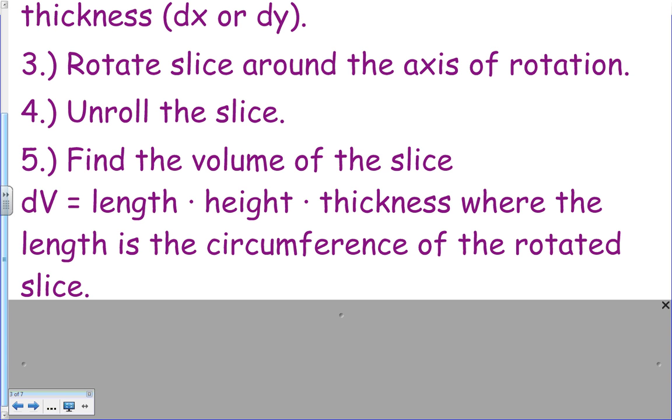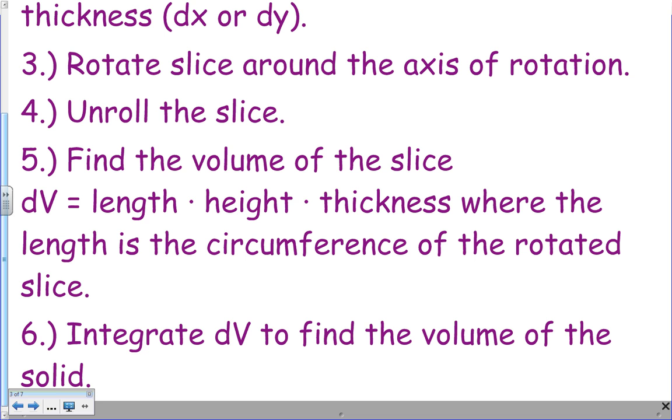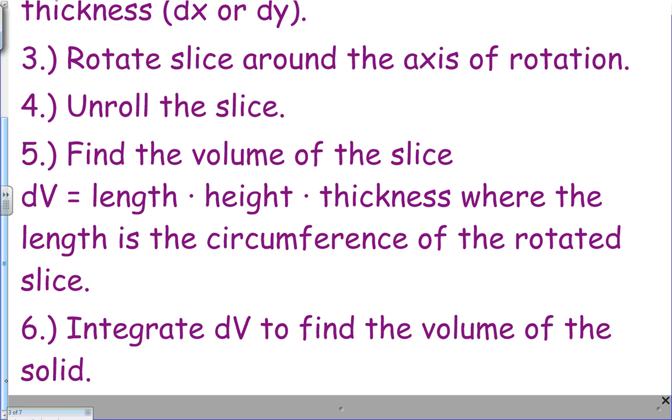All right, it's a three-dimensional solid we'll see here in our example. And so the volume of that is just length times width times height, or we're calling this length times width times thickness of that slice. Where the length is the circumference of the rotated slice. Again, if you think about that slice after you've rotated around and then you slice it to open it up, to unroll it, it turns out that the circumference is now the length. All right, and then the last step of this is to integrate dV to find the volume of the solid.